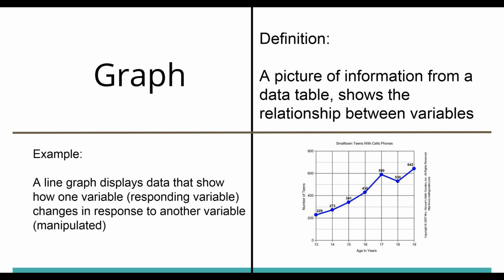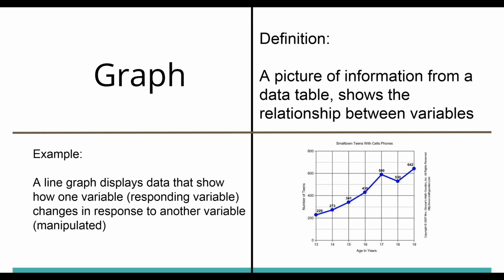So we're looking at how many teenagers have cell phones, and how their age in years, so if we're changing our age in years, affects the number of teens that actually have those cell phones. So here we're looking at the number of cell phones. We're seeing how that changes in response to how old they are. So we have our age in years. That's basically what we're changing, and we're seeing how that relates to that response of the number of cell phones. And so then we have a graph, and we have that plotted, and that's really all a graph is.